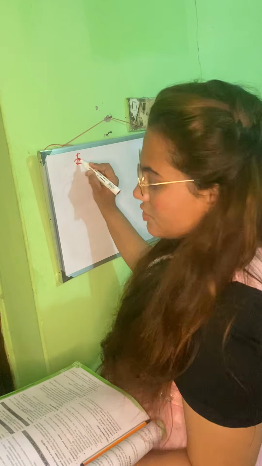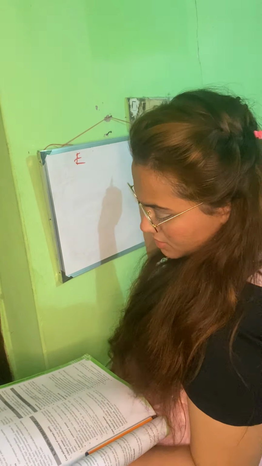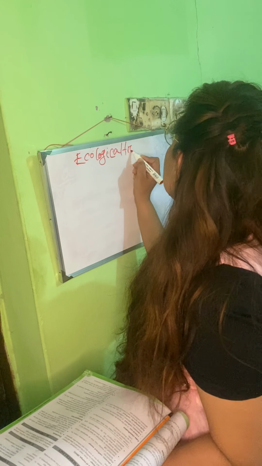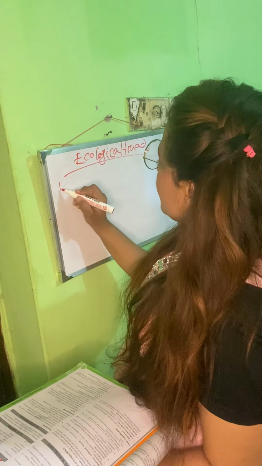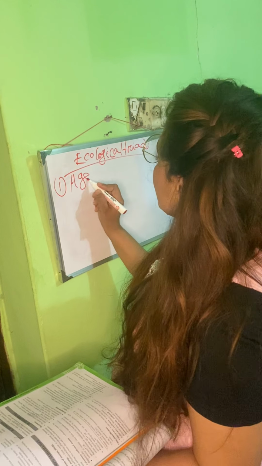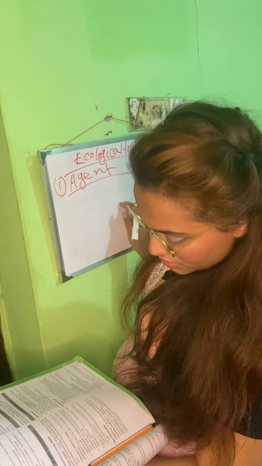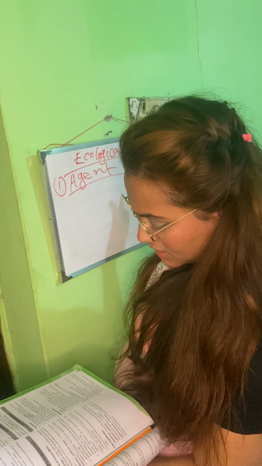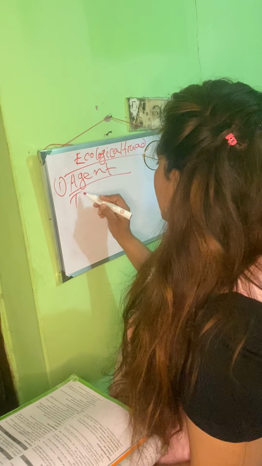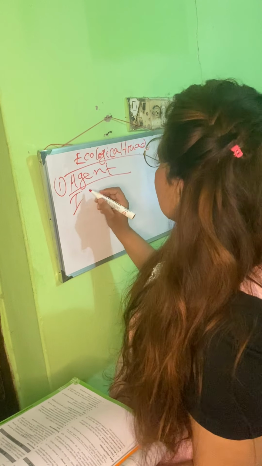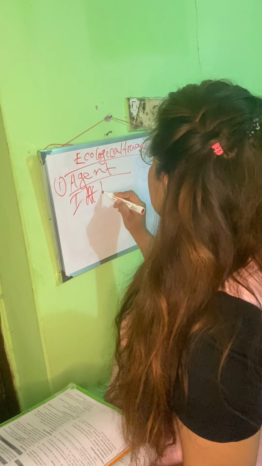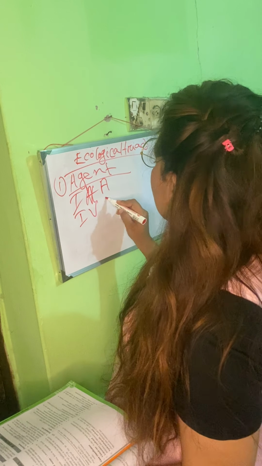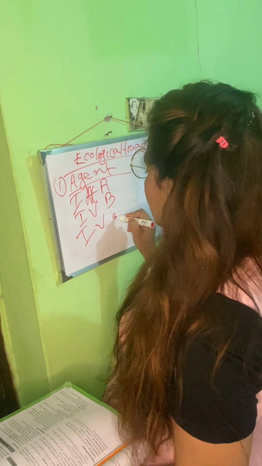About influenza virus, ecological triad. So this one is like agent. We need first agent for this. So influenza virus, A, B, C types. We know influenza has 3 types of virus: influenza virus A, influenza virus B, influenza virus C.